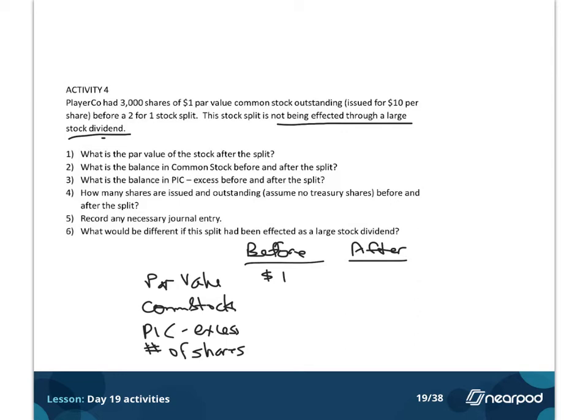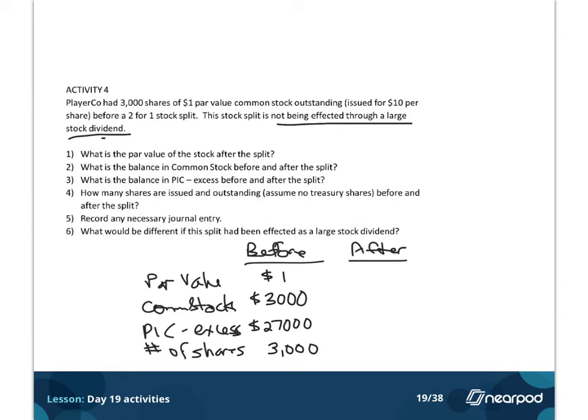All right, and so the before, this is easy, I can fill in. There was $1 par value. The common stock balance, $1 par, that means the common stock balance was $3,000, because you continue to remember that that is just par value times the number of shares. The paid-in capital excess, well, how do I know what that is? Well, if they were issued originally for $10 a share and there's a $1 par, that means $9 of every 10 went to paid-in capital excess. So 9 times 3,000 gives me 27,000 here. This is what's in my general ledger, and the number of shares before the split was 3,000.